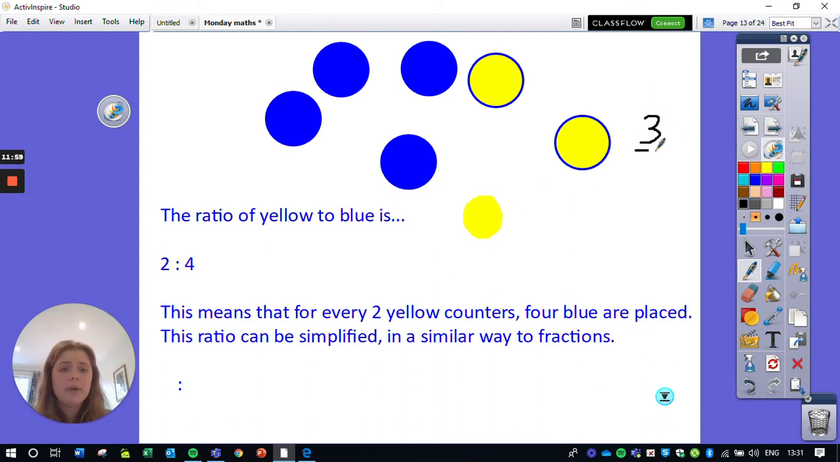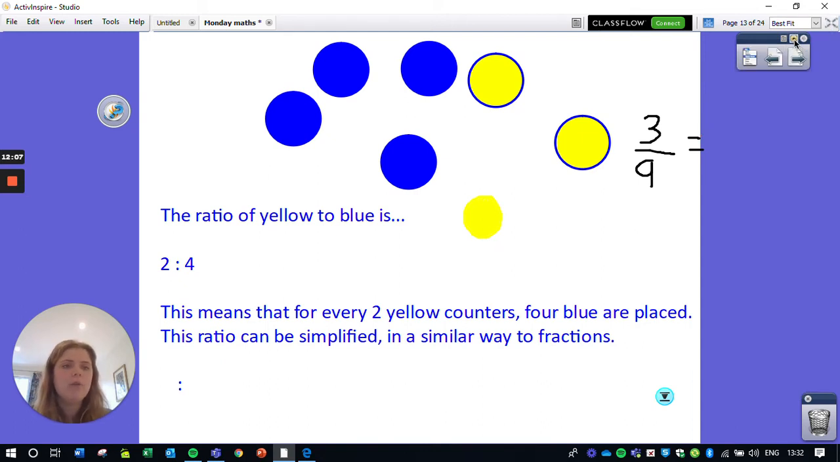The rule is, with equivalent fractions, whatever you do to the numerator, you must also do to the denominator. When you're trying to simplify a fraction, you have to find the highest common factor. What number is in both the 3 and the 9 times tables? 1, yes, but 1's in every times table. 2, no. 3, yes. Okay, 3 is the highest common factor. 3 divided by 3 is 1, and 9 divided by 3 is equal to 3. I've divided both the numerator and the denominator by 3, and that's exactly what you do with a ratio.